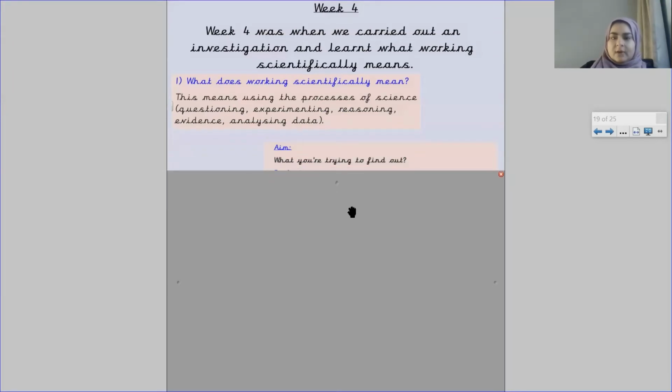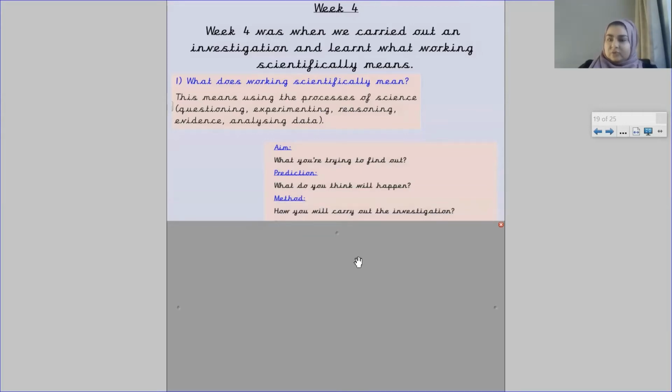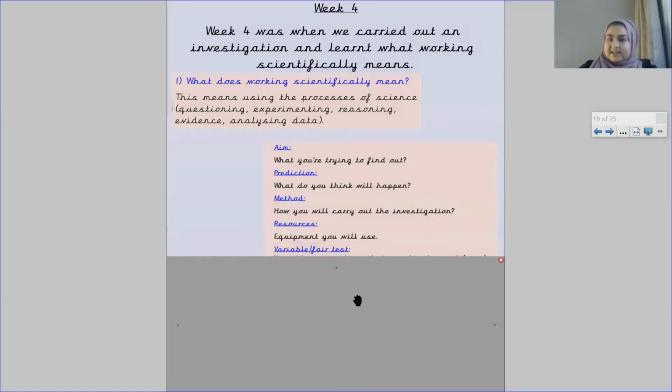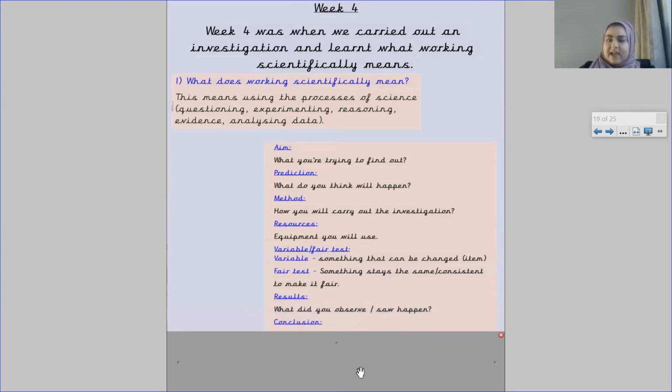Okay, fantastic. So aim is what you're trying to find out. Prediction is what you think will happen, for example if you think all metals are magnetic, or you think all metals aren't magnetic. Method is how you will carry out the investigation. Resources are the equipment you will use. Variable is something that can be changed. A fair test is something that stays the same and consistent to make the investigation fair.